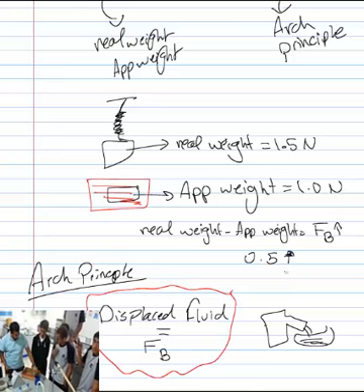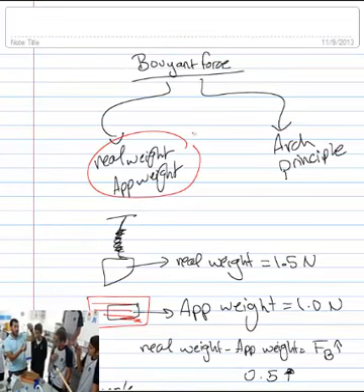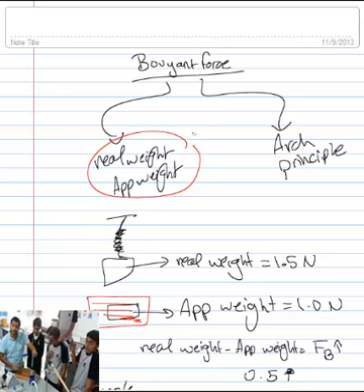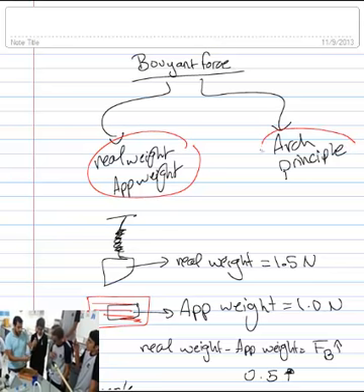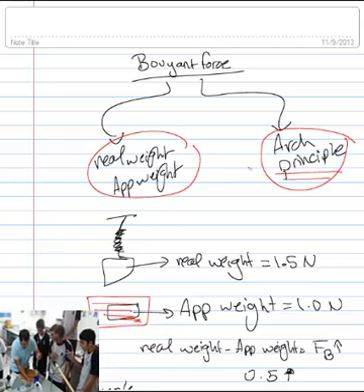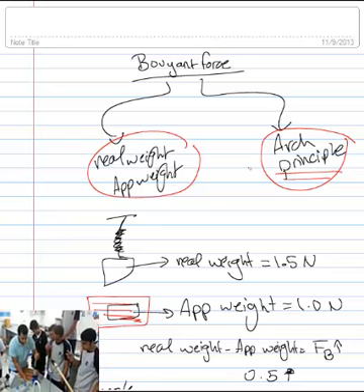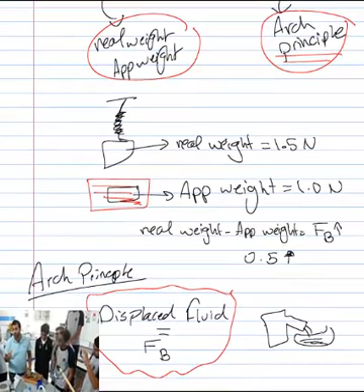The first way is to get the difference between the real weight and the apparent weight. It will give you the buoyant force upward. Or you can just displace some water here by the object, and then you can have the weight of the displaced fluid, which will be exactly equal to the buoyant force.